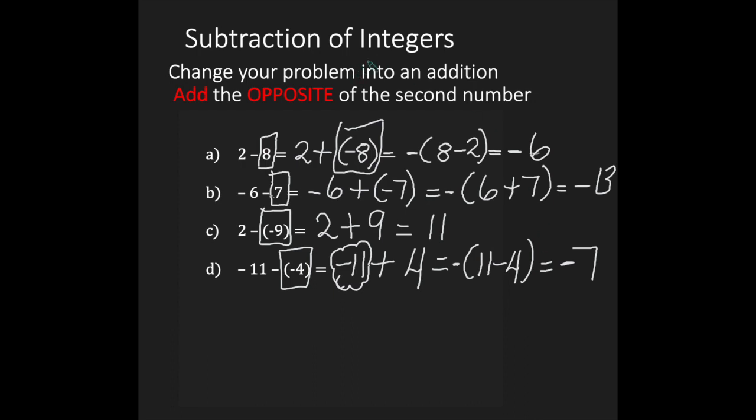Always remember that when you're subtracting integers, you must change your problem into an addition. And what does that mean? It simply means you add the opposite of the second number. Always keep your first number and then add the opposite of the second. And remember your rules for adding integers. Same signs, add and keep the sign. Different signs, subtract and keep the sign of the larger number.